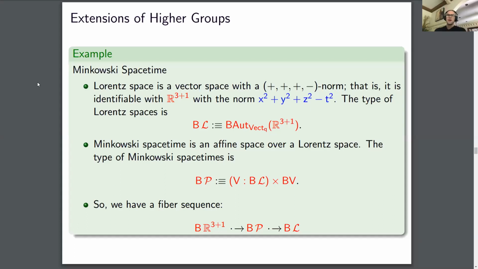And so we can form the type of Minkowski spacetimes as a pair consisting of a Lorentz space and an affine space over it. I've called it BP because its delooping turns out to be the Poincaré group. By construction, you can see immediately that we have this fiber sequence here, and this fiber sequence is what I'm going to mean by an extension. One thing I want you to note here is that BV is a construction of a type that, when you plug in R^{3+1} for V, gives you B R^{3+1}. This is an important feature that we're actually going to use to prove higher Schreier theory.